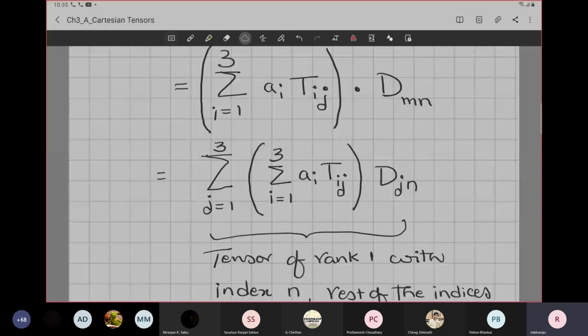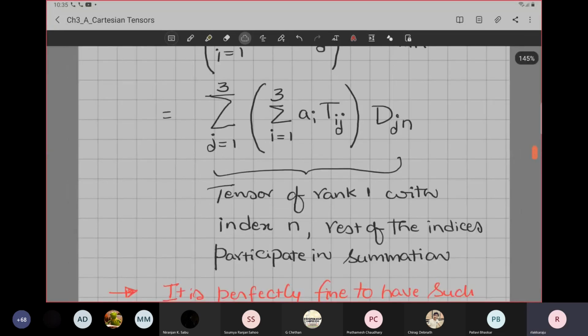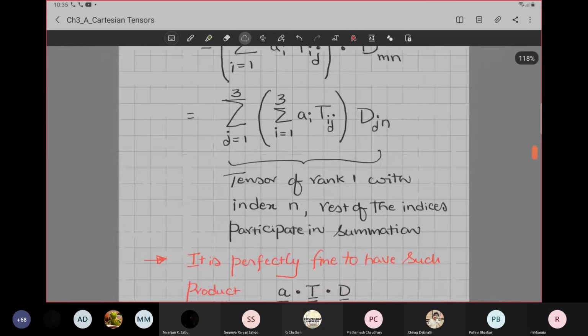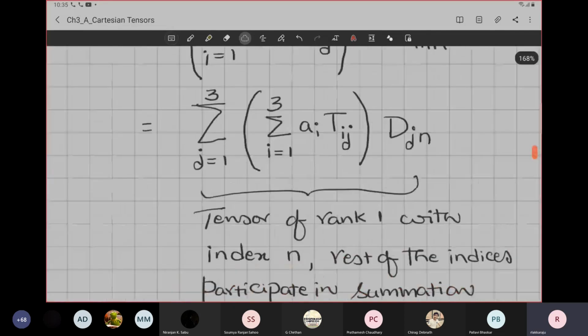That representation from the top step to the bottom step, what we are doing is summation J equal to 1 to 3, the internal part D_jn. Wonderful. So once the computer loop is done, what you end up with is just a vector. Can you identify the vector of what dimensions?